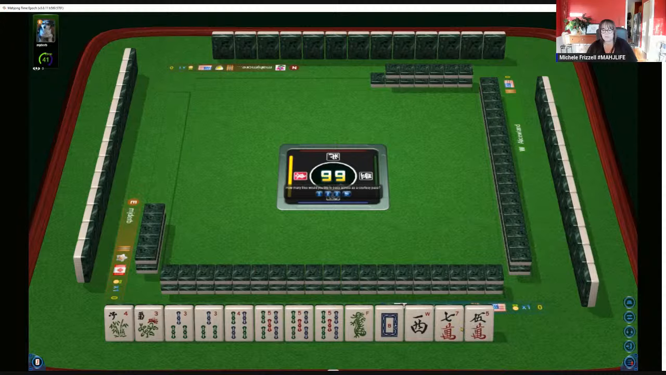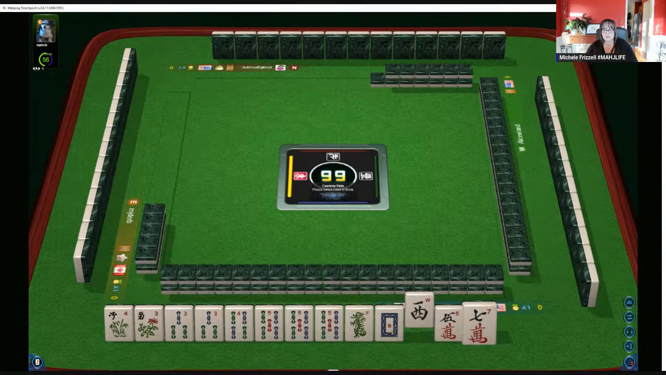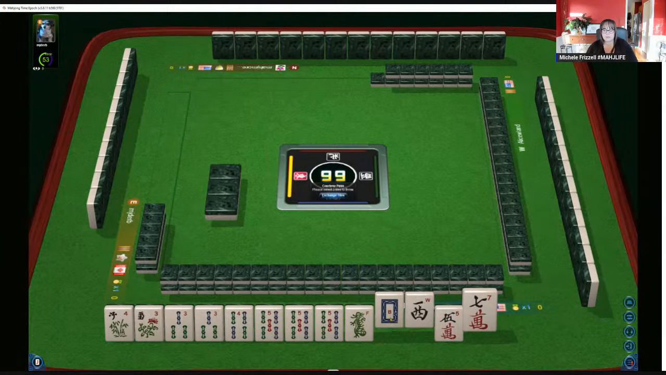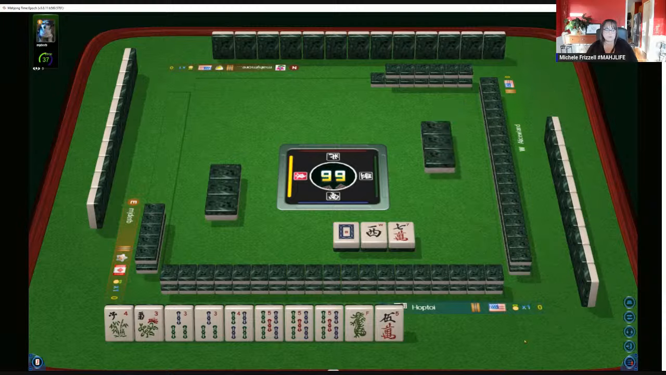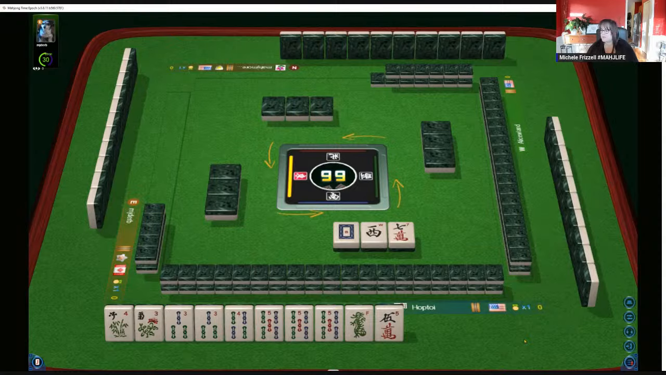We have 3 tiles to pass. Let's see, our opponent wants 3. We can do 3. Instead of passing a 5, 7, let's see here. It might be better to let the white dragon go. I don't usually pass white dragons, but I think a 7, 5 in 1 suit is risky too. It's kind of six of one, half a dozen of the other.